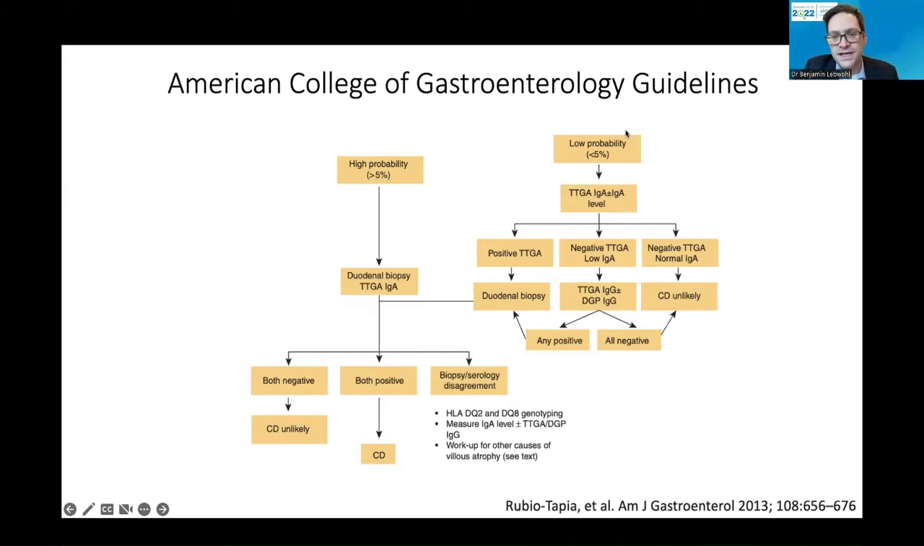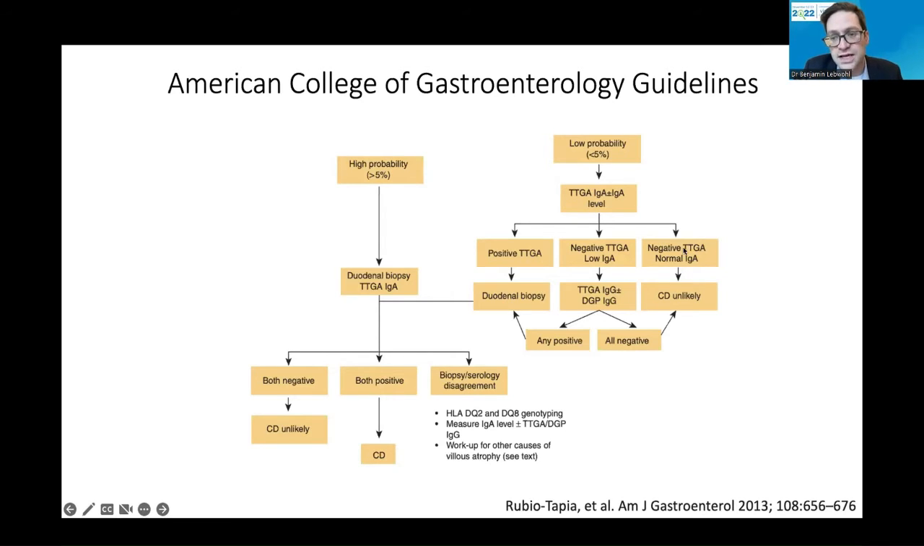Shown on the right, I would say, is the more common scenario where we have some suspicion, maybe based on some symptoms. And we start with the TTG IgA antibody, and we test a total IgA level. If the TTG IgA is positive, that person screened in and they should have a biopsy. And if that biopsy shows celiac disease, it's celiac disease.